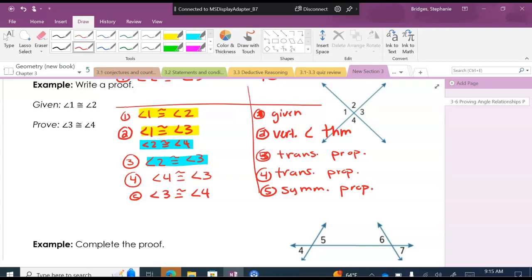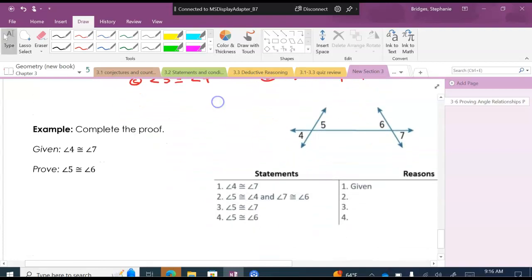Okay, on that last proof, you have the picture above. I gave you each statement. What I want you to try to do is fill in the reasons. This is more like what I would ask you to do on a test on one of the more complicated proofs. Again, I give you the statements.